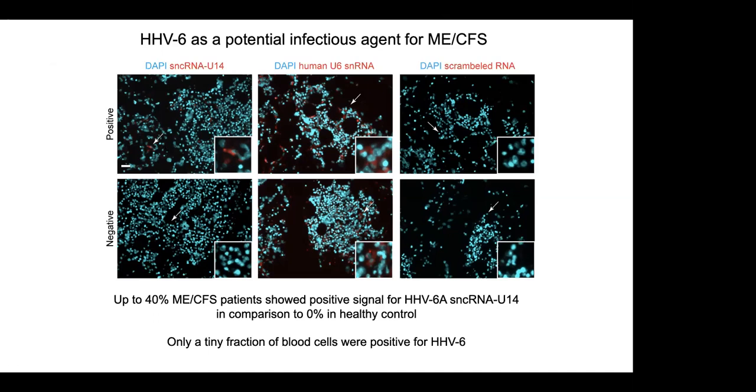And you can see over here that we can show this in a very tiny number of cells. Here, for the blood cells from ME/CFS patients as well as controls, we take the clots and make paraffin-embedded sections, and we do in situ hybridization to look for the small non-coding RNA from these viruses. We can see that 40% of ME/CFS patients show the presence of this small non-coding RNA. And this is telling us that there is an active form of the virus in 40% of ME/CFS patients.